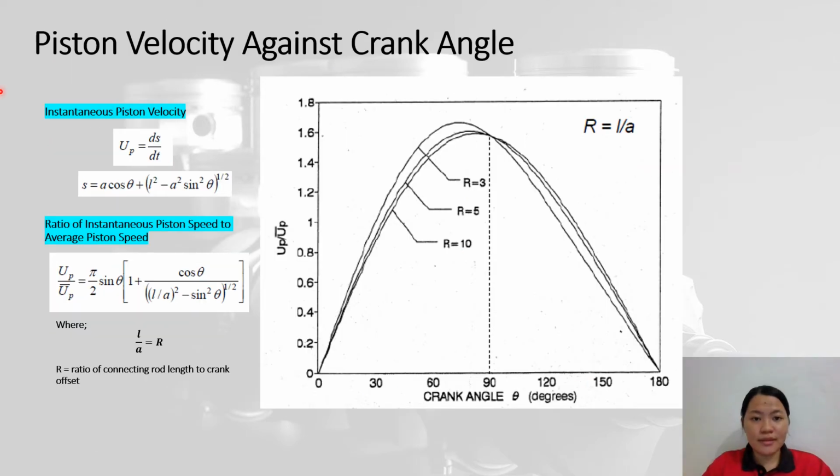The instantaneous piston velocity can be determined by differentiating the distance s, which is the distance between the crank axis and wrist pin, with respect to time. The ratio between the connecting rod length and the crank offset can be denoted as capital R. The graph shows the effect of R on the piston speed.